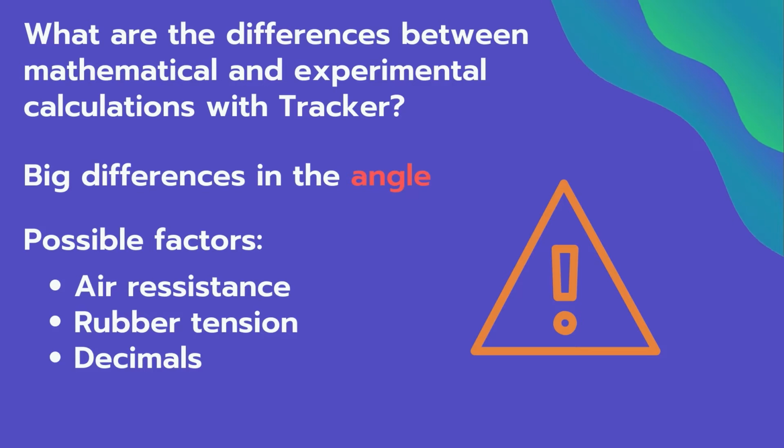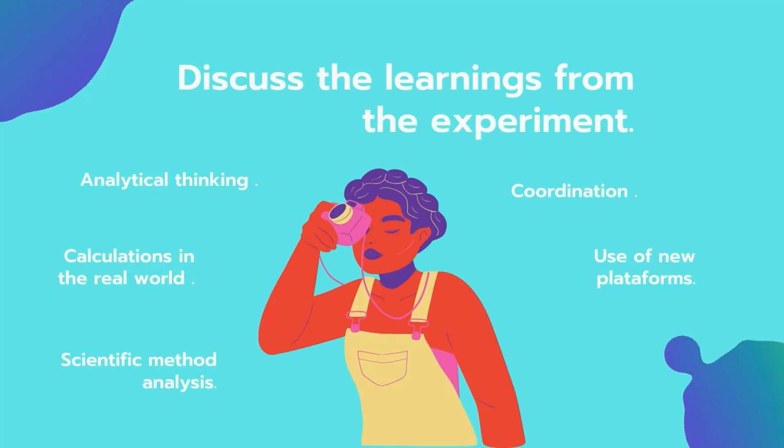The main difference between the mathematical calculations and the experimental calculations with Tracker was that the angle was really different, and it could be because of many factors, including air resistance, the tension of the rubber band, the decimals that we include in our calculations, and maybe others.